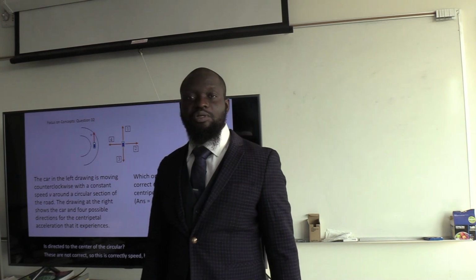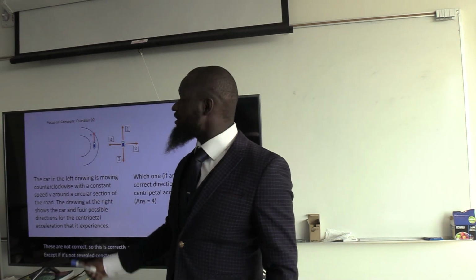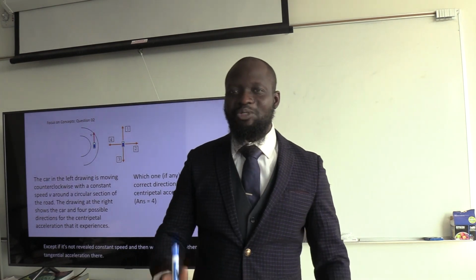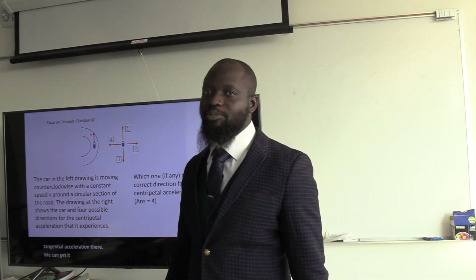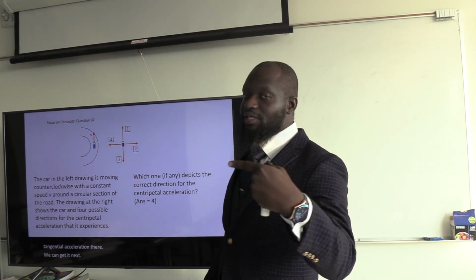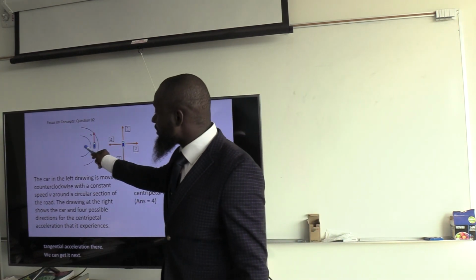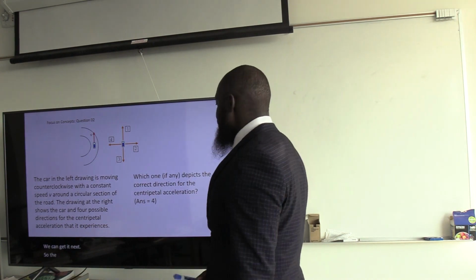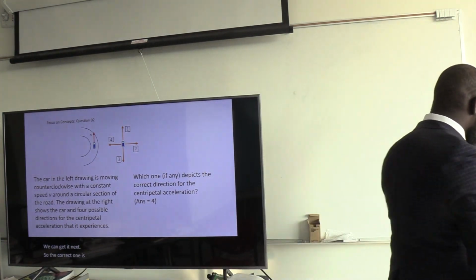Except if it's not moving with constant speed, then we can have another tangential acceleration there, from which we can get a net acceleration between the tangential and the centripetal. But when we're moving at constant speed, then you only have centripetal acceleration towards the center of the circle. So the correct one is 4 right there. Okay. Next problem.